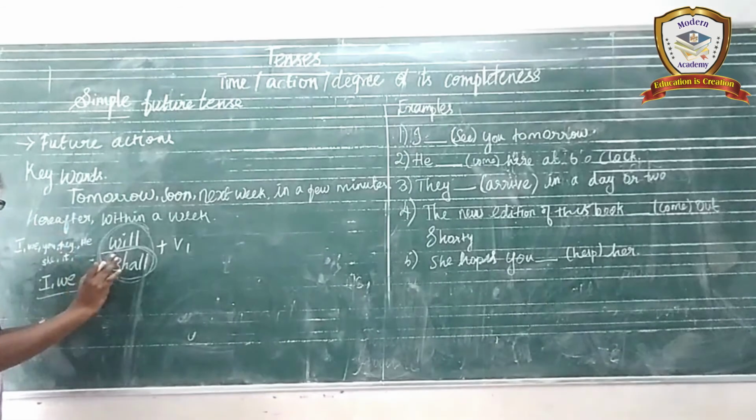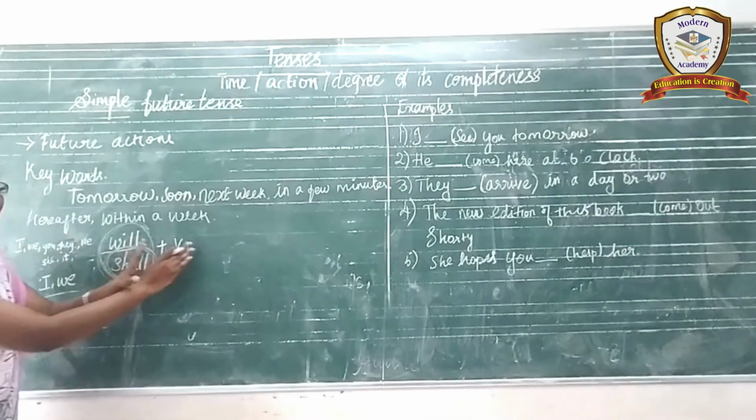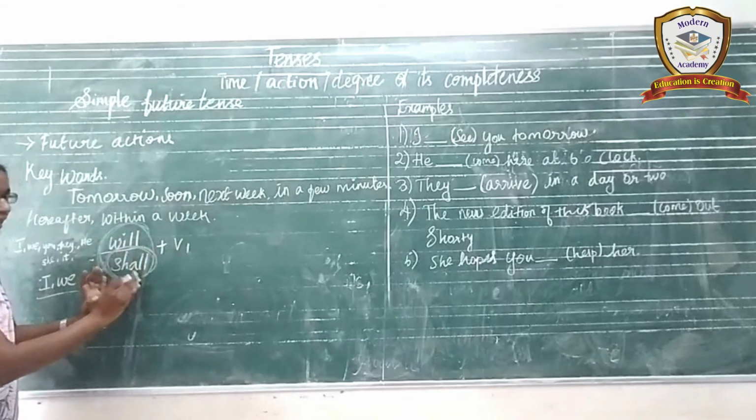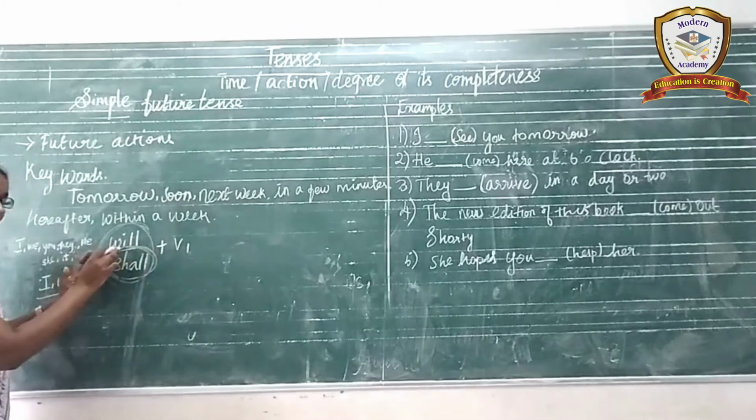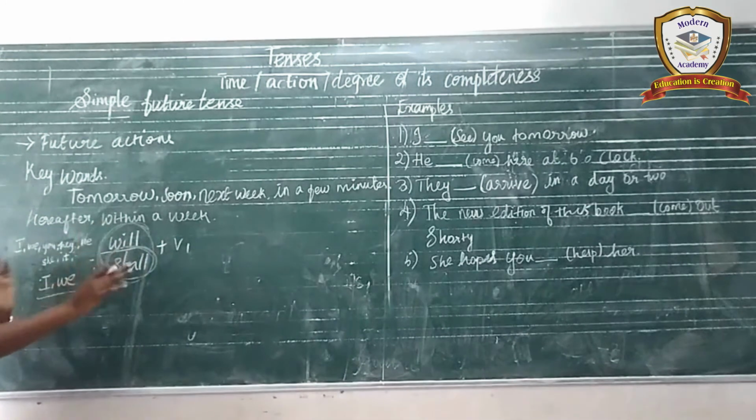How to write a simple future tense verb? Will or shall plus be one. That will be used with: will is suitable for all the subject pronouns. Shall is suitable for only two subject pronouns: first person singular I, first person plural we. Do you all understand?